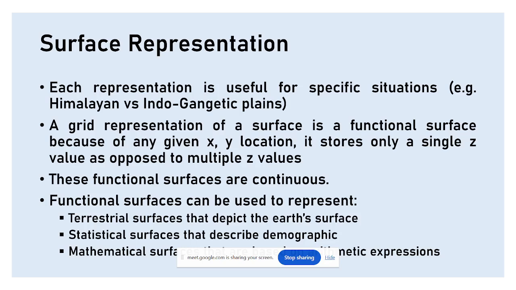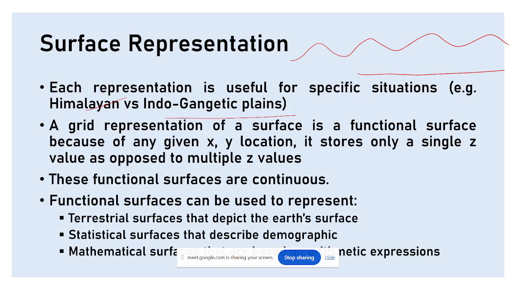Okay. So each surface representation is for a particular spatial scenario. For example, if you are looking at the Himalayan region and the Indo-Gangetic plains, the Himalayan region is completely mountains, highs and lows, all those things. But the Indo-Gangetic plain is more or less a plain. You might have certain undulations, but it's not very prominent compared to the Himalayan region. Himalaya is more complex when compared to the Indo-Gangetic plains.